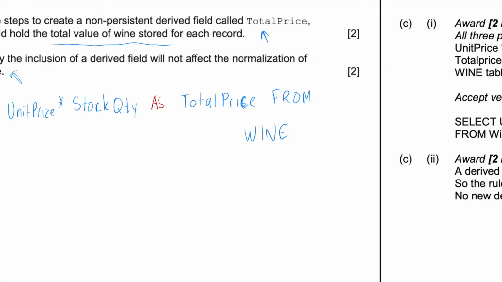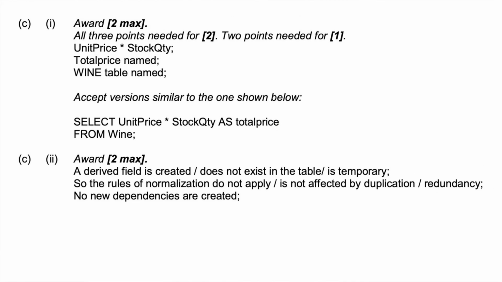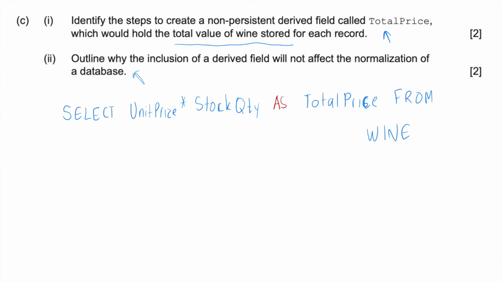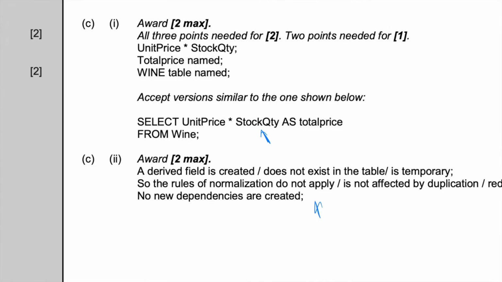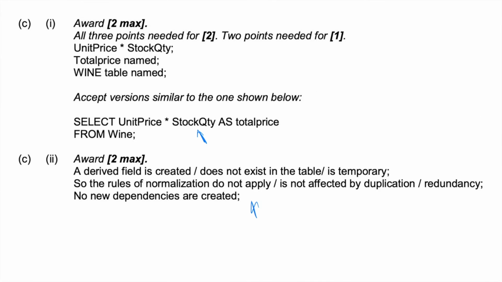But let's go see what the mark scheme says. So our first answer is correct. Our answer right here is a derived field. So our answer to this question as to why it will not affect the normalization: a derived field is created but does not exist in the table, and it's something that's temporary. It's also not affected by duplication or redundancy, and there are no new dependencies that are created.